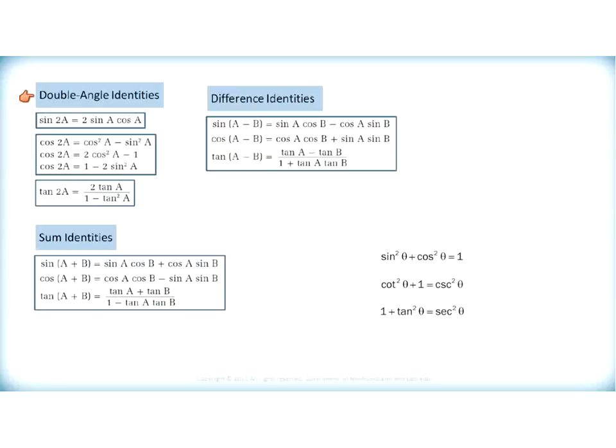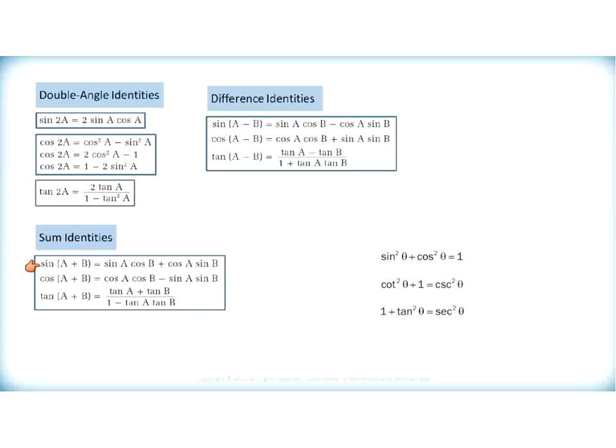Let's quickly review what those identities are. Your double angle identities are sine 2a equals 2 sine a cosine a. The double angle identity for cosine, there are three different ones. Cosine 2a equals cosine squared a minus sine squared a. Cosine 2a equals 2 cosine squared a subtract 1. Cosine 2a equals 1 minus 2 sine squared a. And the double angle identity for tan 2a equals 2 tan a over 1 minus tan squared a.